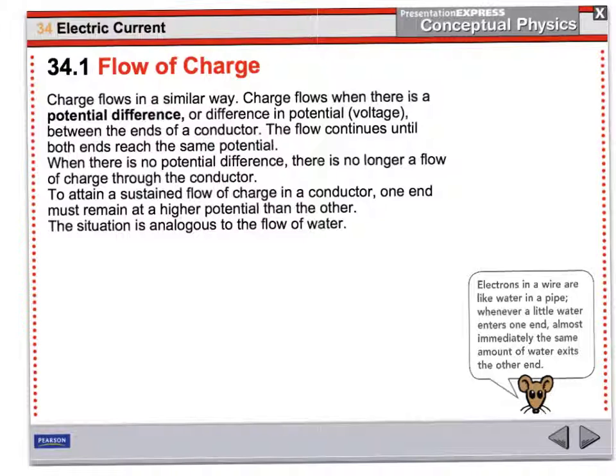voltage that's reached. And in order to sustain a flow of charge, you have to have something that maintains a higher voltage in one area than another. This is what we're going to be exploring in this podcast.